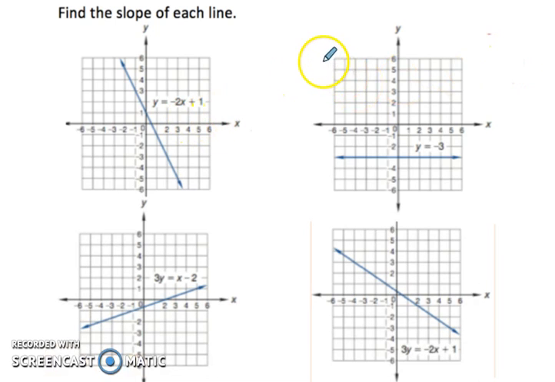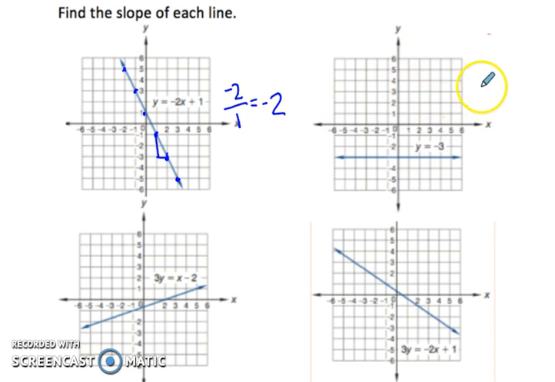All right, so on the first one, you need to pick 2 points that the line goes through. So I'm going to pick those 2 points, but really any of these points would be fine. So I'm going to go up and down first, so I have to go down, and then I have to go to the right. So down is -2, and I went to the right 1, which gives me a slope of -2.